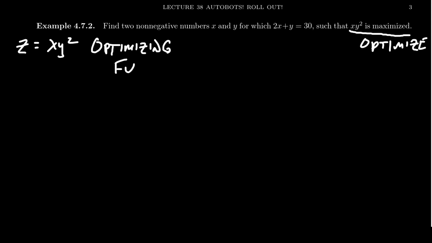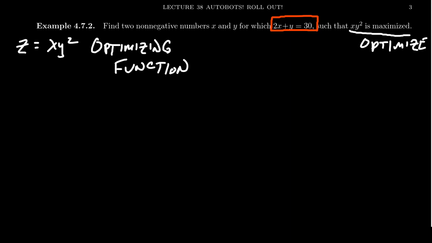But it has two variables. We have x and y. Much like the previous example, we need to find some way of removing one of the variables. And that's where this constraint comes into play. The numbers must be chosen so that 2x plus y equals 30. Because if we didn't have any restriction on x and y, why not just pick x bigger, bigger, bigger, y bigger, bigger, bigger? There's some constraint between the values here.